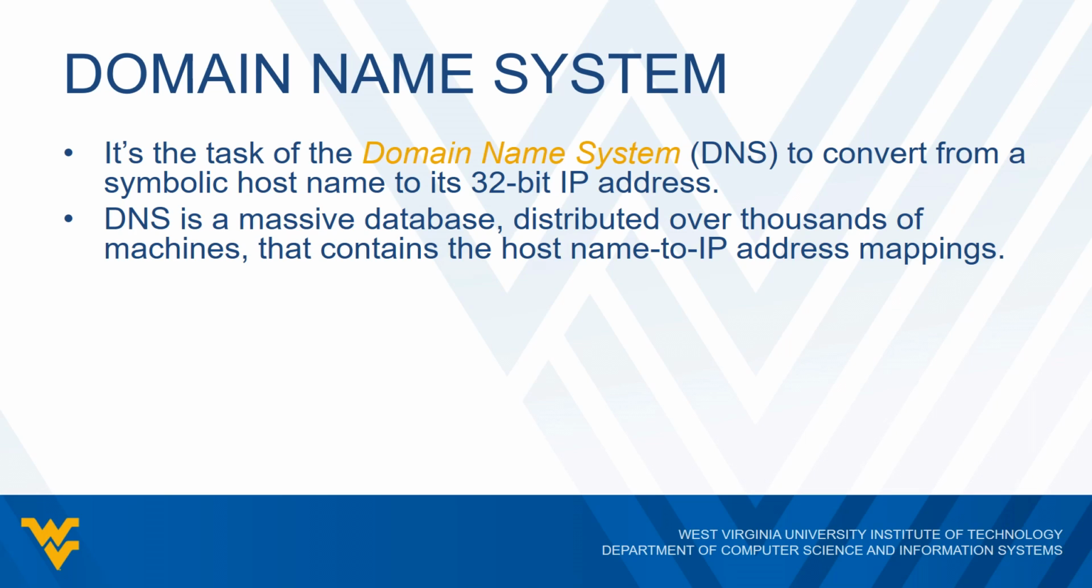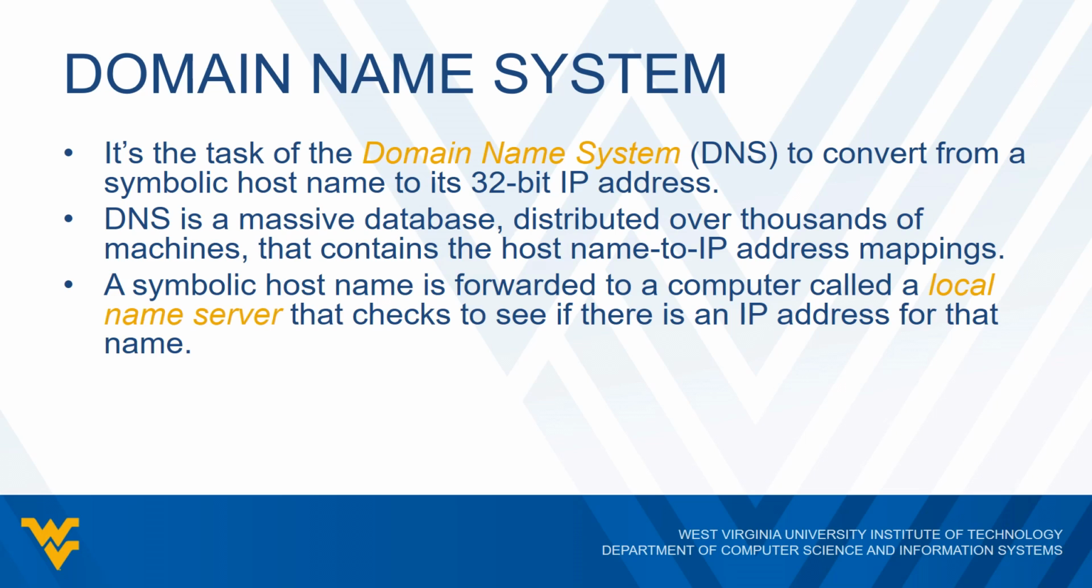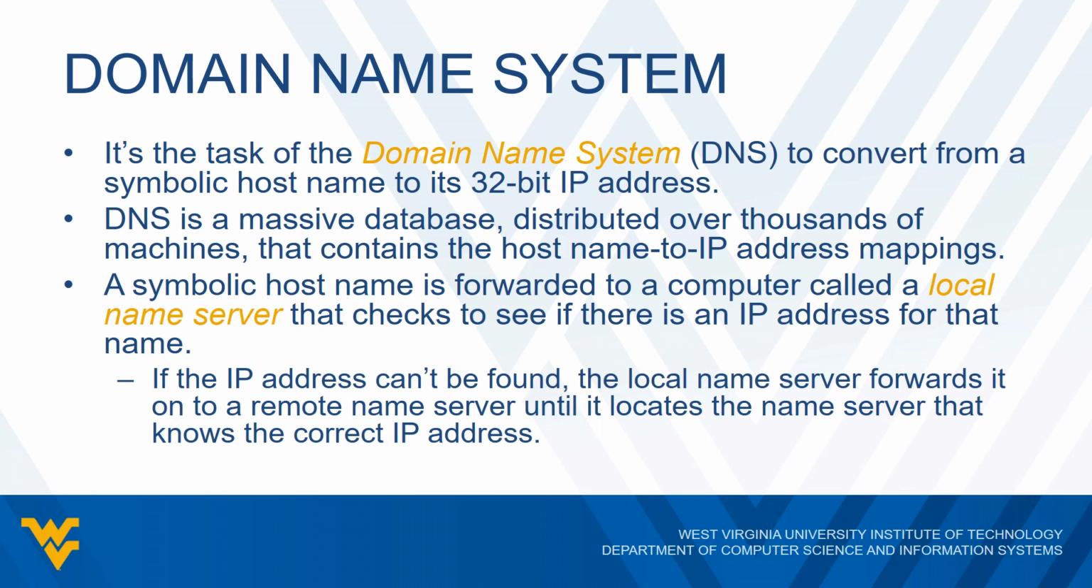The whole point here is that whenever we use a symbolic host name, the character string is forwarded to a computer called a local name server. This server checks to see if it has a data record containing the IP address for this symbolic name. If so, it will return the corresponding 32-bit value. If it cannot find that name and IP address, the local name server forwards it on to a remote name server, and then maybe to another one and another one. It just keeps going until it locates the name server that knows the correct IP address.